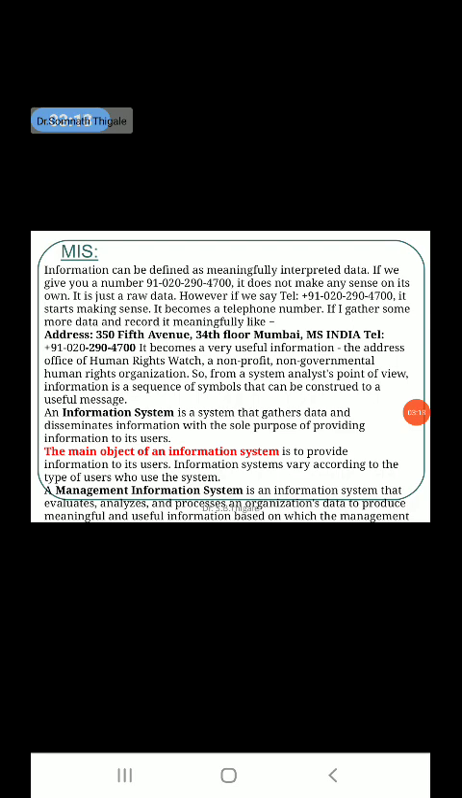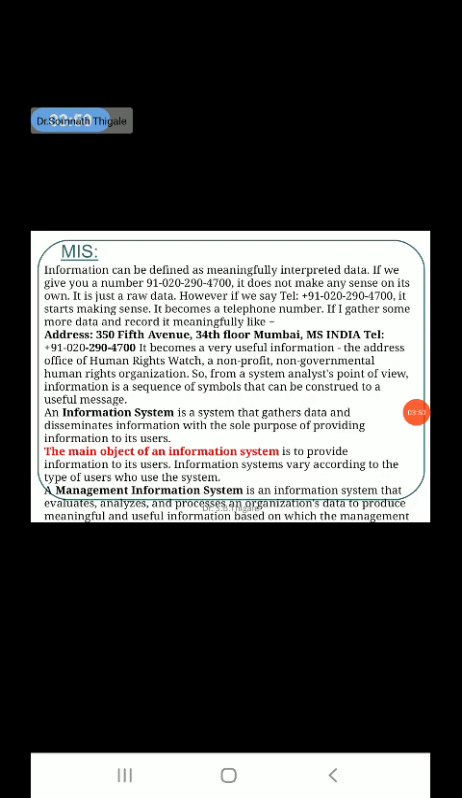The data is there, the number is there, but you are not aware of any specification to represent it. So to represent it in a format, suppose I give the number plus 91, that is my country code, where 91 indicates India. 020 specifies the city, for example Pune. If I write Mumbai, it is 022, and Pune is 020, like that. So it starts making sense.